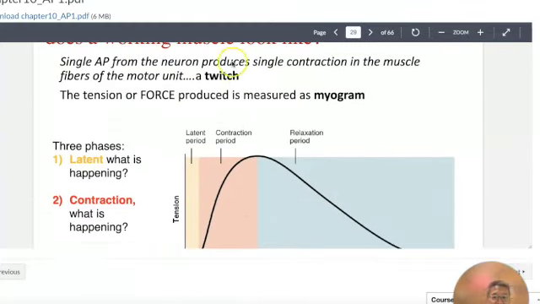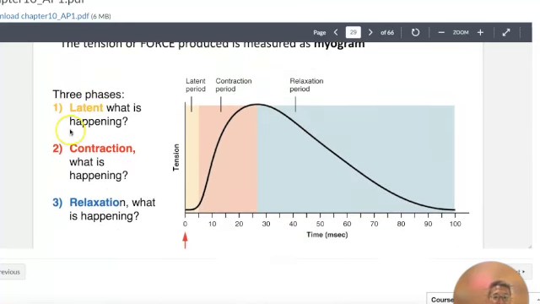A twitch is a single contraction of the muscle. Okay, so the latent period is when the muscle is getting ready to contract. Here's the contraction period. Remember we talked about depolarization. And here's the repolarization, it needs to recharge.